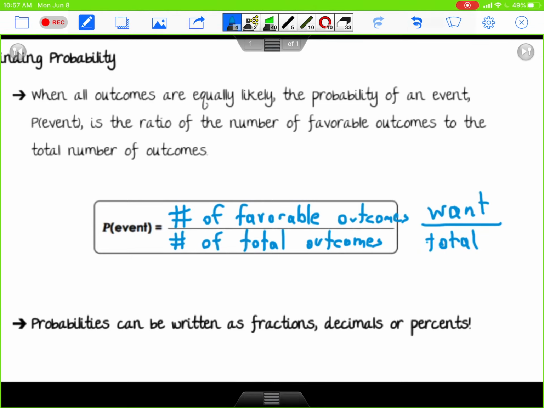Like I said a little bit earlier, probabilities could be written as fractions, decimals, or percents. For the problems for today, we're going to write all three ways.